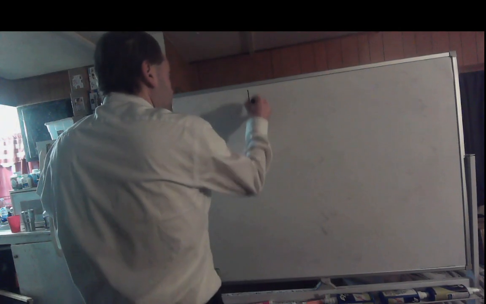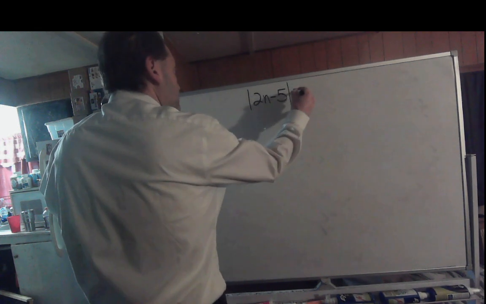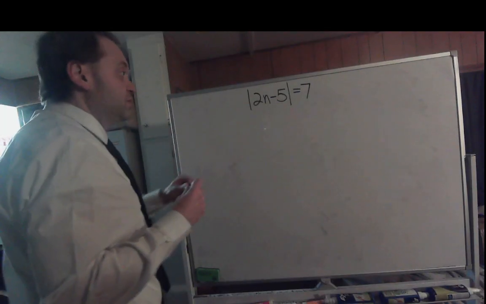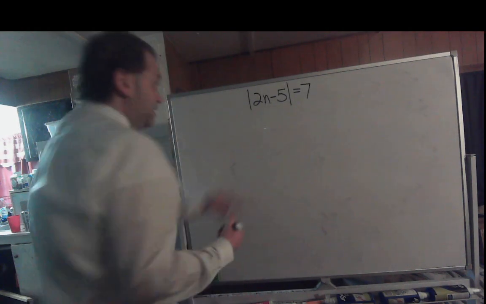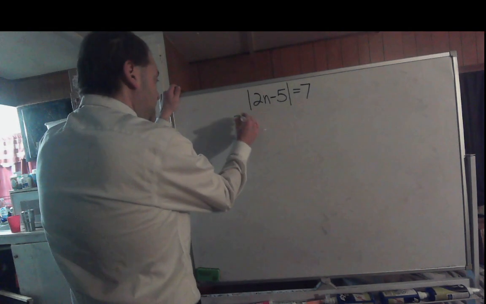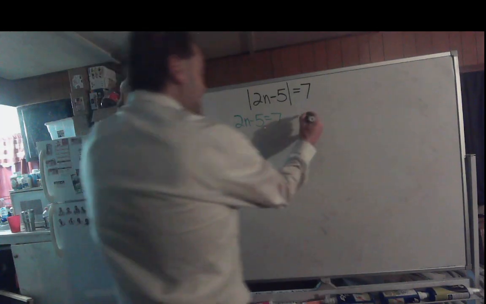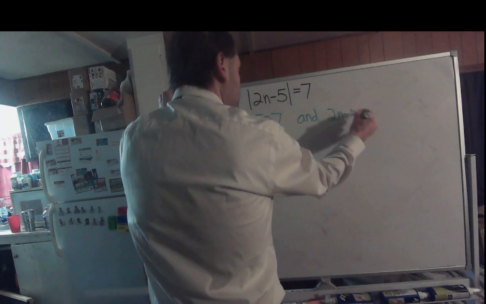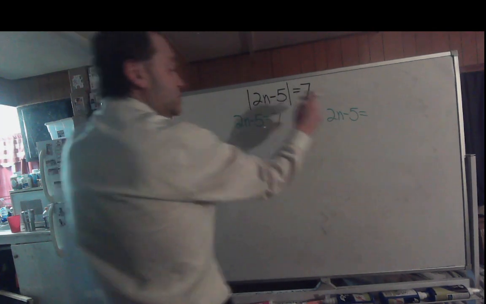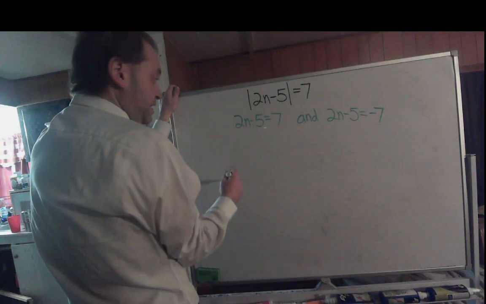All right, next we have the absolute value of 2n minus 5 equals 7. So take what's inside that 2n minus 5, set that equal to 7, and then you're also going to take what's inside the absolute value, that 2n minus 5, you'll set that equal to negative 7. Now we just solve for n for each one.